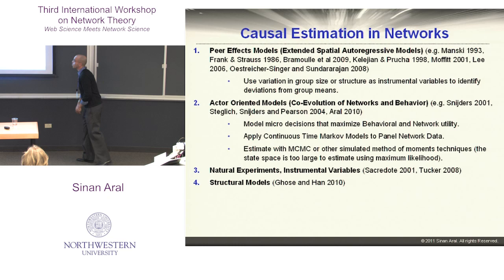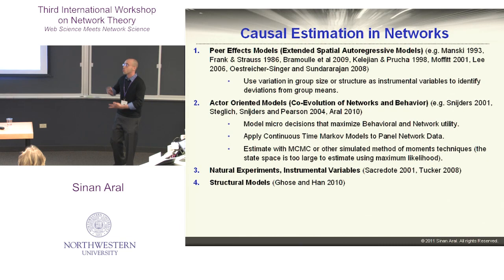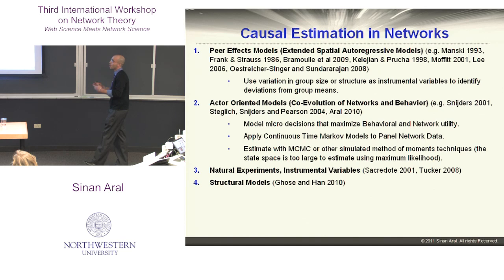So in observational data, there's a lot of different ways that people have tried to get at this problem, right? There are peer effects models, which are essentially extended spatial autoregressive models that use variation in group size or structure as an instrumental variable to identify peer influence. There are actor-oriented models that are really attributable to Tom Snijders at Oxford that model the micro decisions that maximize behavioral and network utility and then use panel network data and Markov chain Monte Carlo methods to try to estimate selection and influence as a dynamic process.